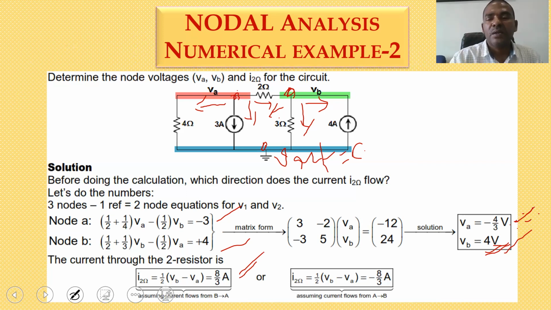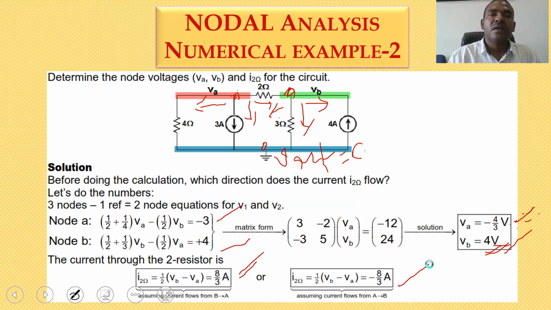the sign changes. So I2 is equal to VA minus VB by 2. So you can get minus 8 by 3. Like this also you can get it. So remember all the students: when the direction changes, the sign changes, but the magnitude never changes.